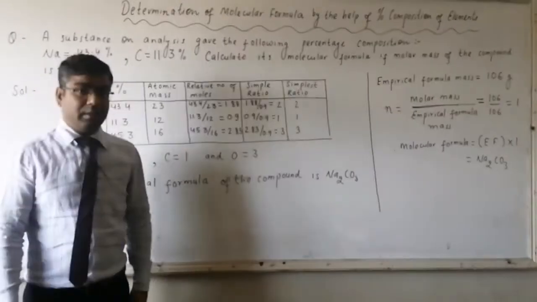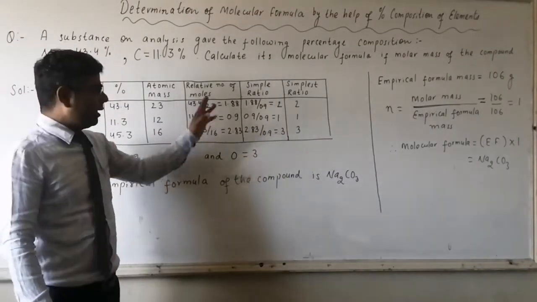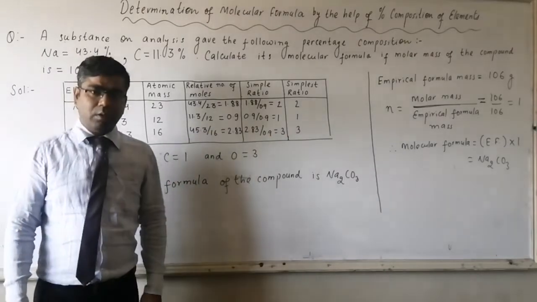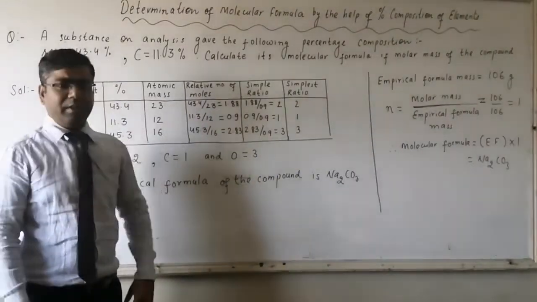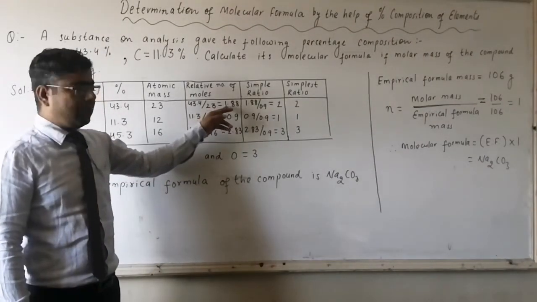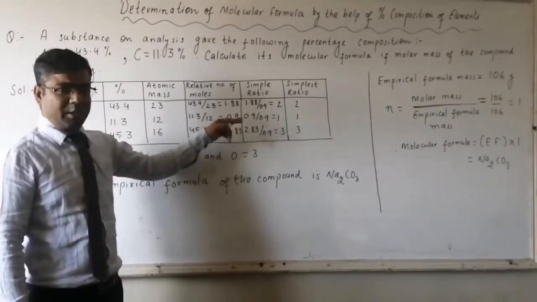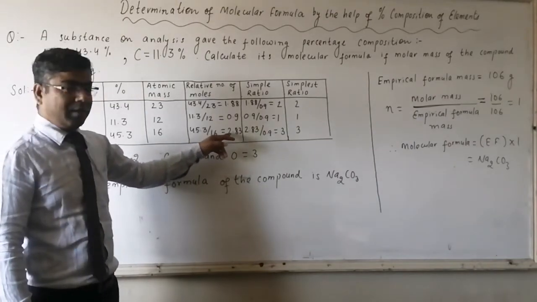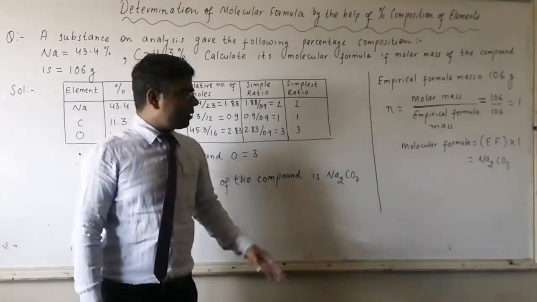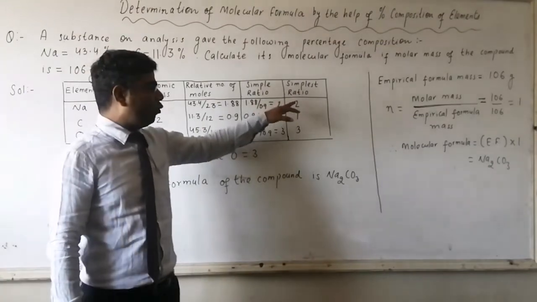Now in the next case, in simple ratio, what do we have to do? You have to select the lowest number from the given 3: 1.88, 0.9, 2.83. The lowest one is 0.9. Then we have to divide each number by the lowest number, that is 0.9. We divide 1.88 by 0.9, 0.9 by 0.9, and 2.83 by 0.9. It will give you 2, 1 and 3. So it's a whole number. Simple ratio is 2, 1 and 3, so the simplest ratio will also be 2, 1 and 3.